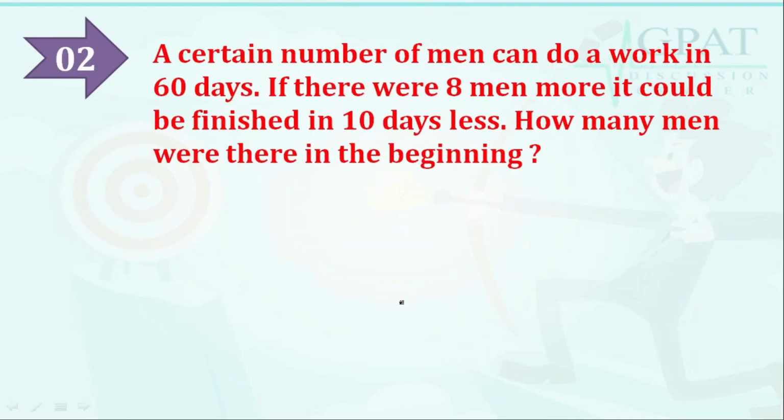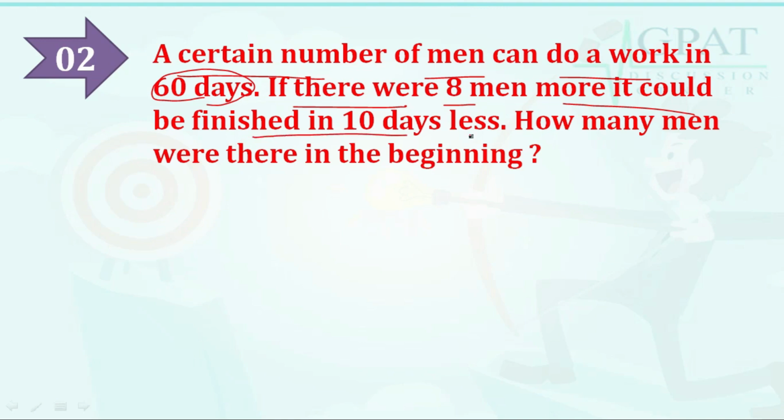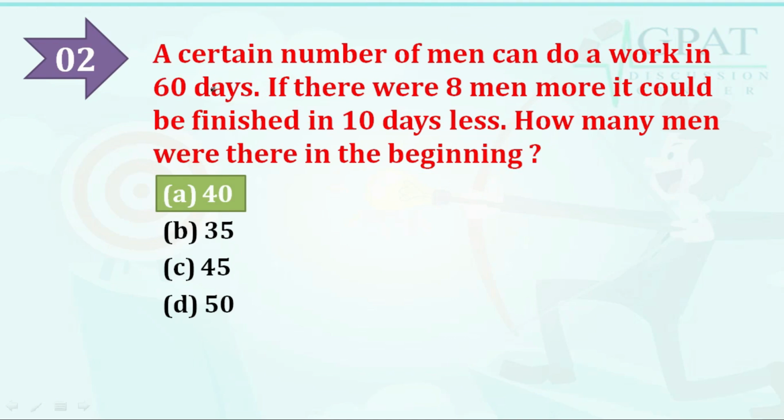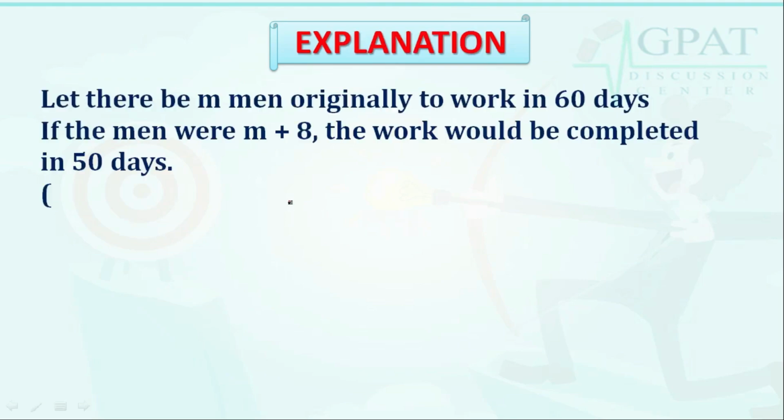Now the next question is: a certain number of men can do a work in 60 days. If there were 8 men more, it could be finished in 10 days less. How many men were there in the beginning? So we have to tell how many men there were at the start, and the options are: option A is 40, option B is 35, option C is 45, option D is 50. The correct answer is 40 men needed in the starting. Let's discuss with the help of the explanation.